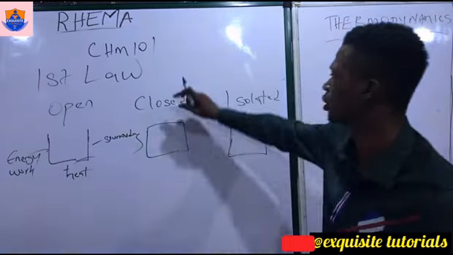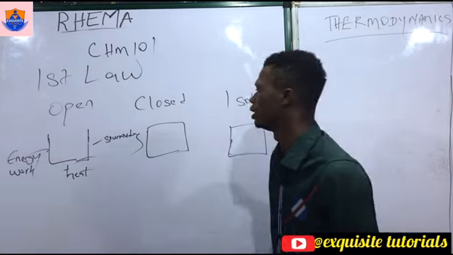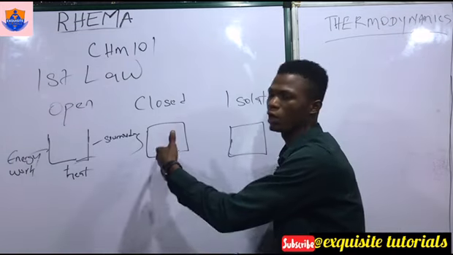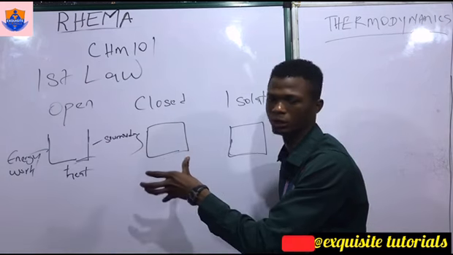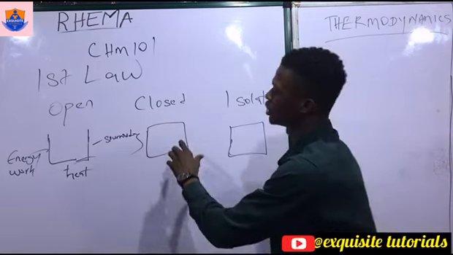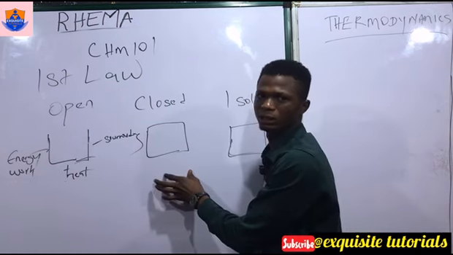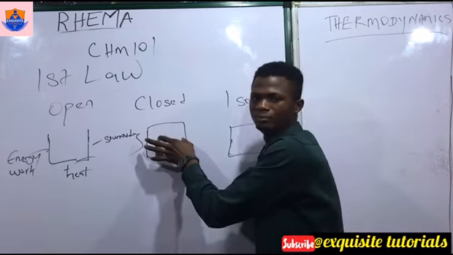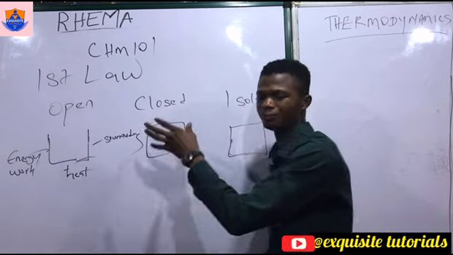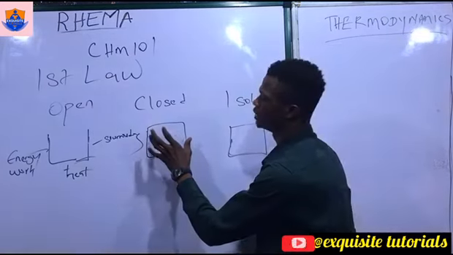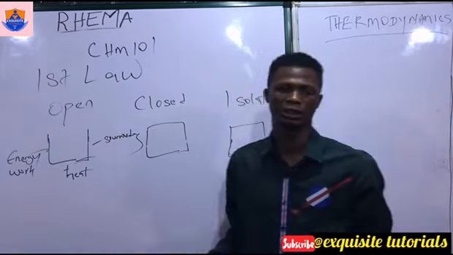Now let's go to a closed system. A closed system is that system where energy or work cannot be done on the system because the system is closed already. But heat can be transferred from the surrounding to the system. I don't know if you're getting me. Energy or work cannot be done on the system because the system is closed already.